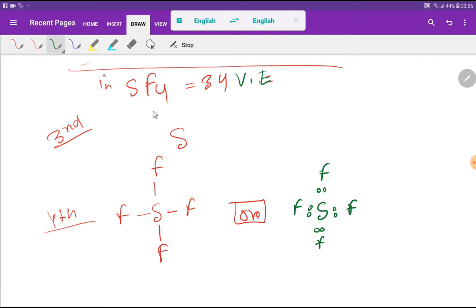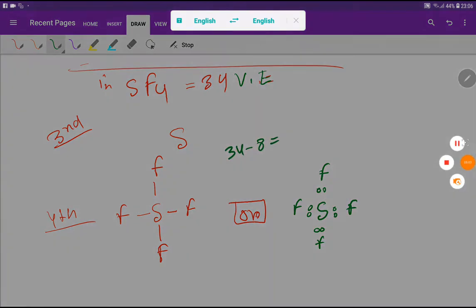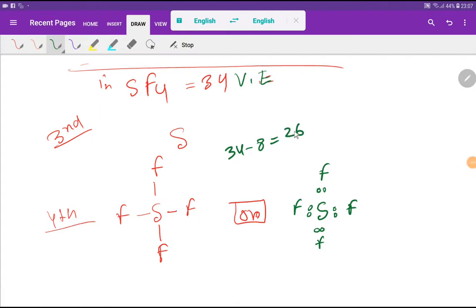Look at here, in sulfur tetrafluoride totally we have 34, but here we have used 2, 4, 6, 8. So 34 minus 8, so we have 26, right? Now we'll use this 26 valence electron to satisfy the octet for outer atom first, right? Then we'll satisfy the octet for sulfur. So look at here, fluorine has two valence electron, so we need 6 more valence electron, right? Now this fluorine has 8 valence electrons, so this fluorine will also take 6.